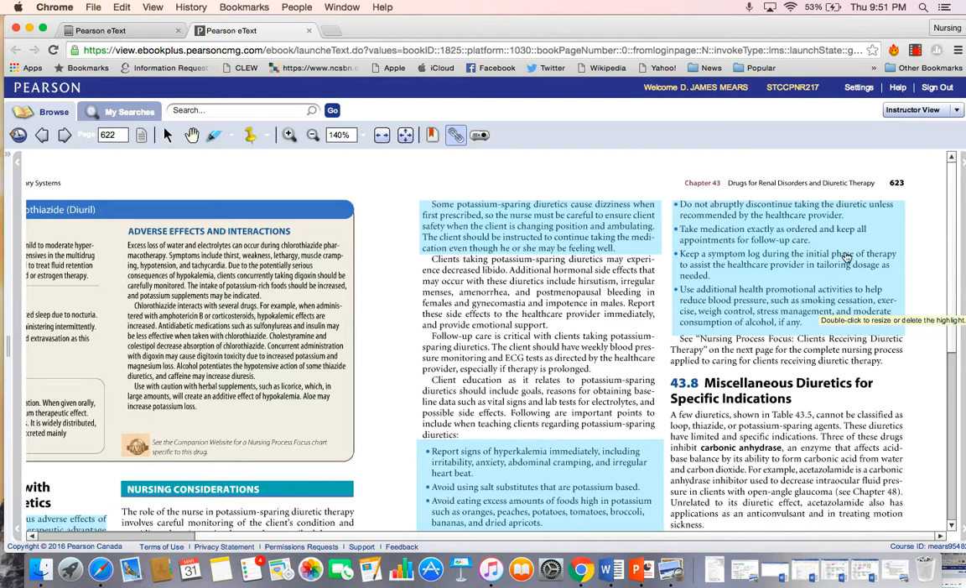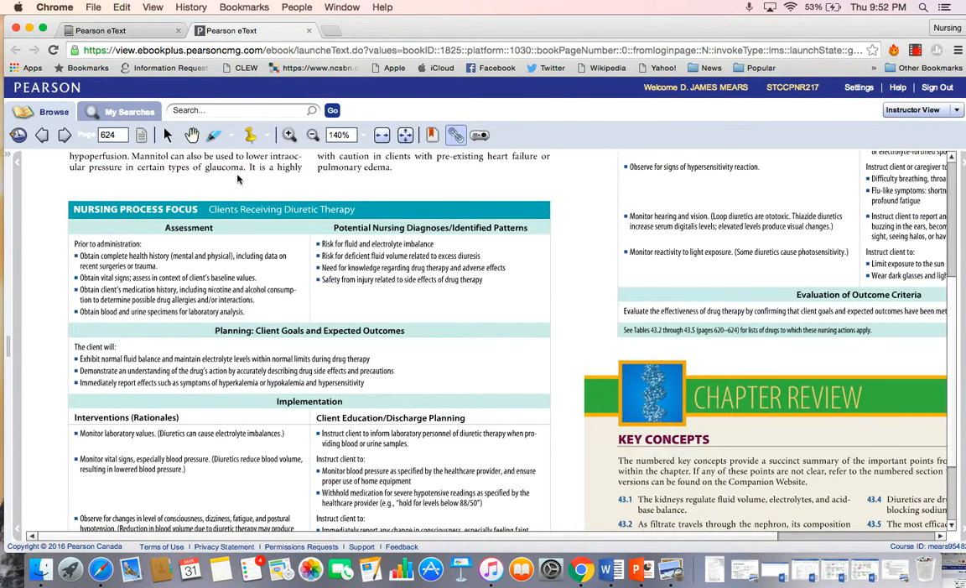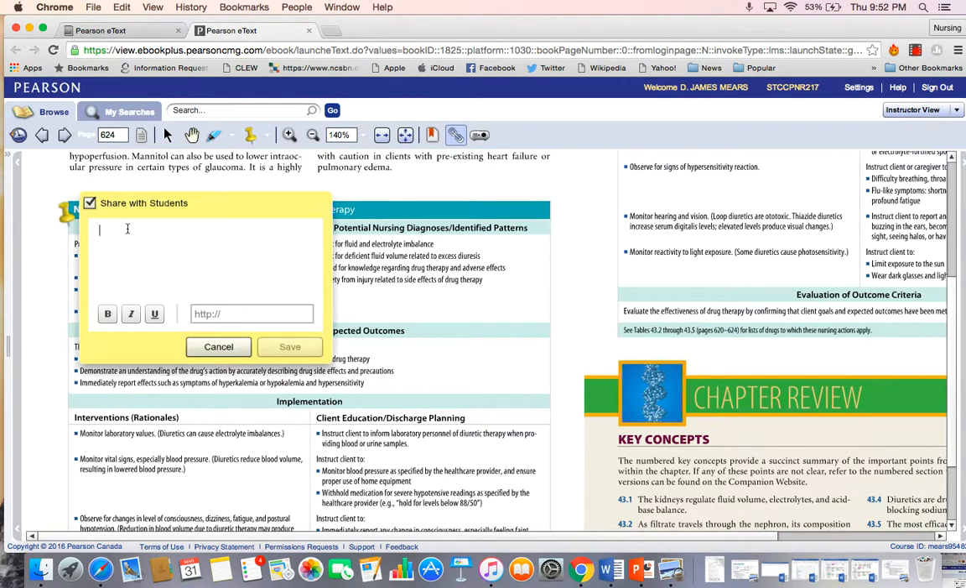Do not discontinue this medication abruptly unless recommended by a healthcare provider. Take the medication as ordered and as early as possible. Keep a log of your symptoms. Weigh yourself daily. Again, keep in mind you may have orthostatic hypotension changes. Here's where we really want you to focus. If you wouldn't mind, spend some time reading this nursing care process for clients with diuretics.